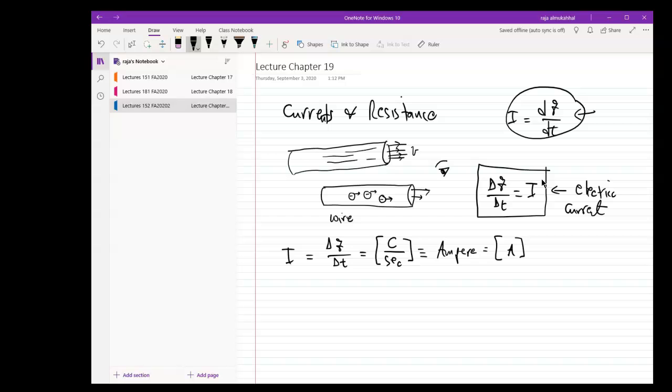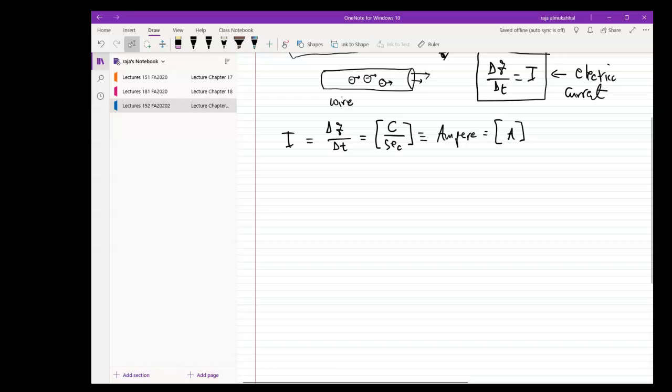Okay. To give you a feel for this amp, again, because it derives from the Coulomb, and we talked about that before, the Coulomb is a very, very large unit, so the amp is also a very, very large unit. For example, your electric flashlight, the current through it is something like between 0.5 and 1 amp, which is really high, actually.